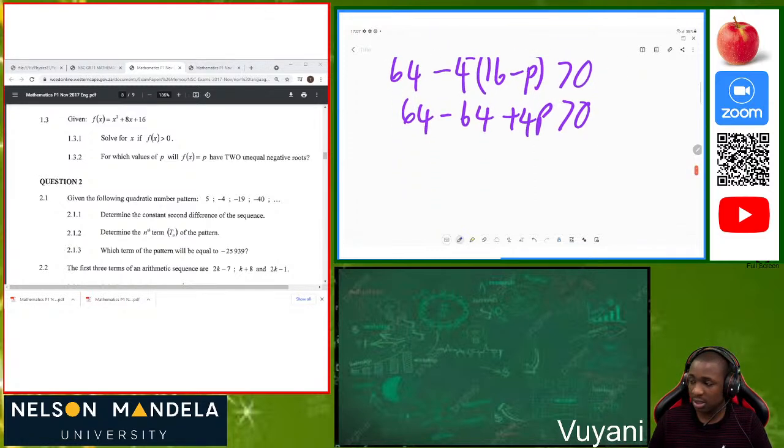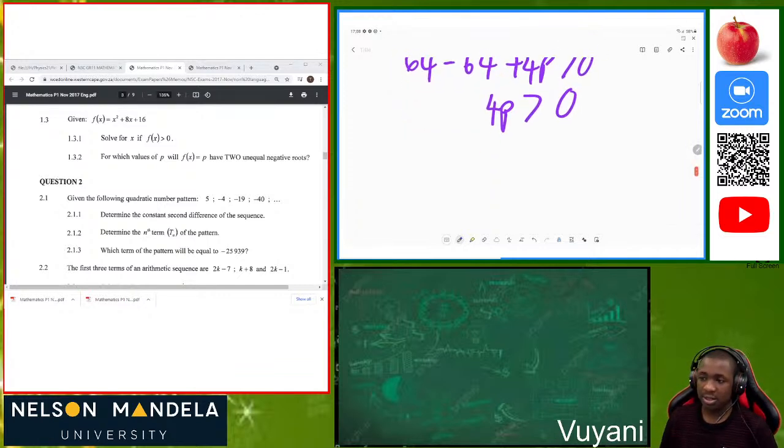We can solve this easily because we're going to have 4p. Please don't forget to ask questions if you don't understand anything. So 4p is greater than 0, and we're going to have p greater than 0.